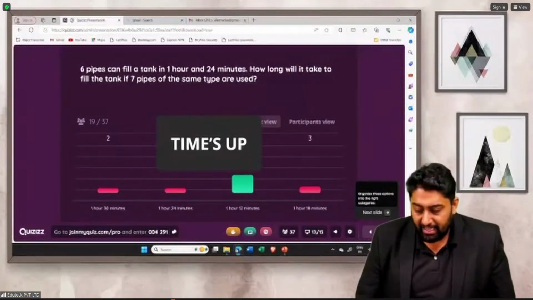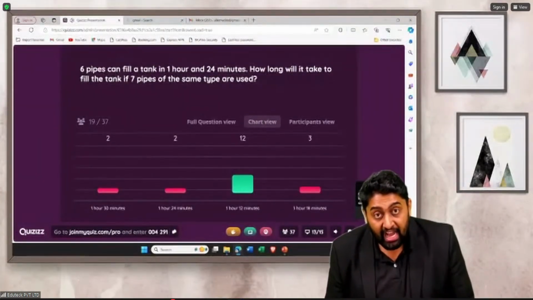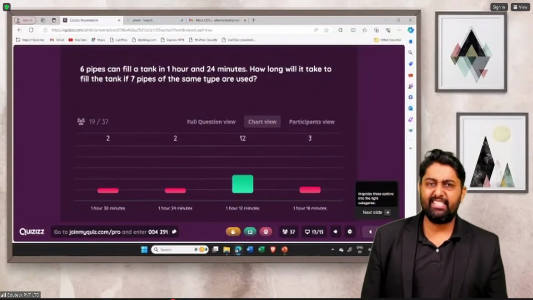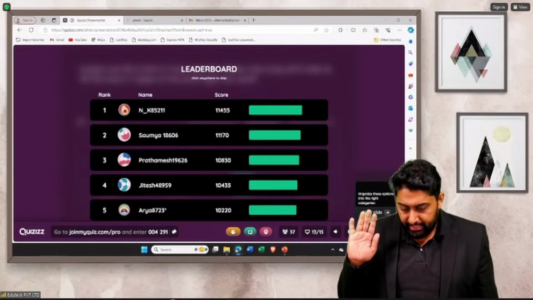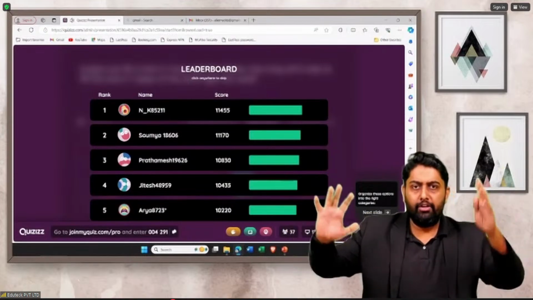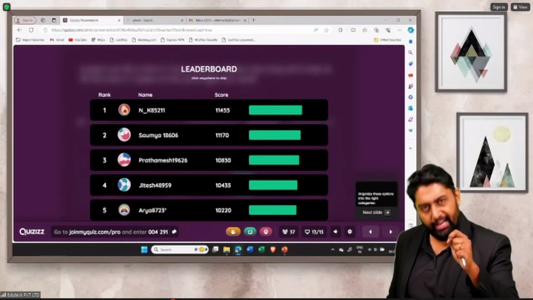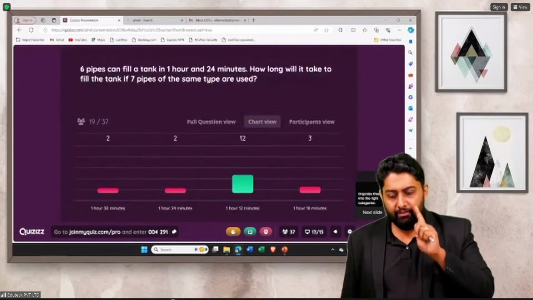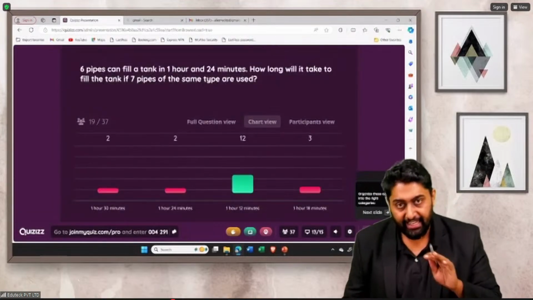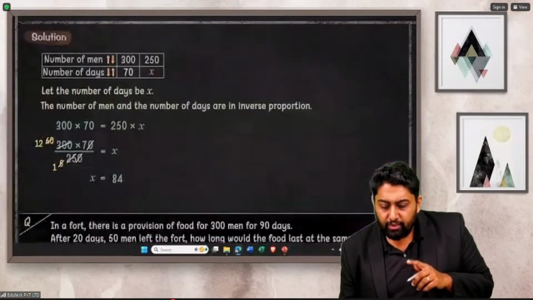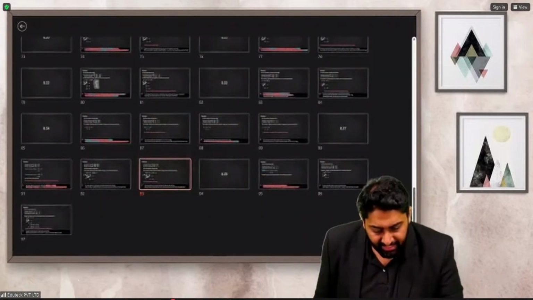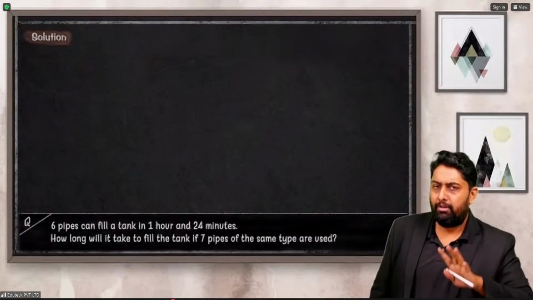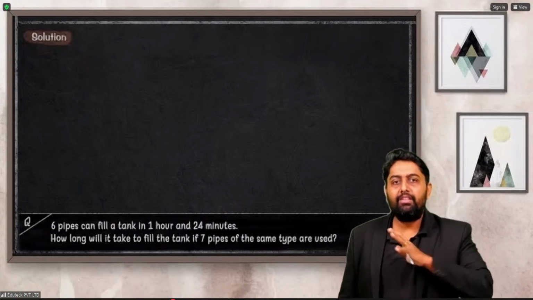The answer comes out to be 1 hour and 12 minutes. Now that we could see 12 people have correctly answered, is there a change? No. The top order remains the same. Now, the only problem with this question, with respect to the last question that we had done, was that there was a bit of a problem with time. So how do we get rid of this time issue?